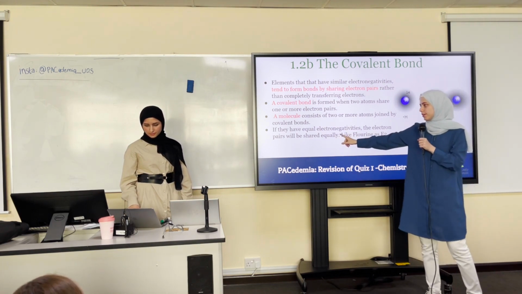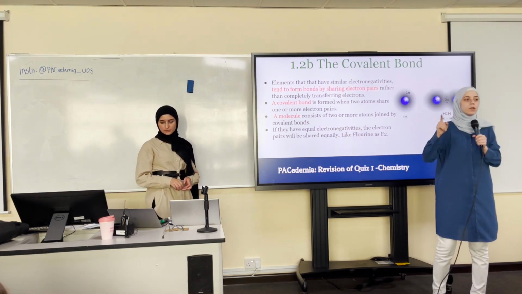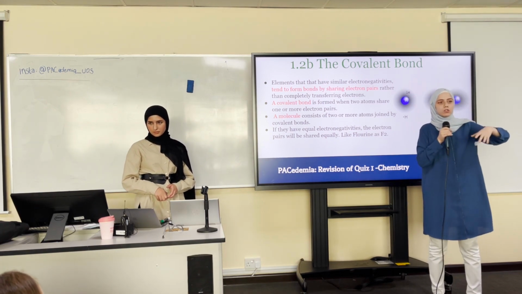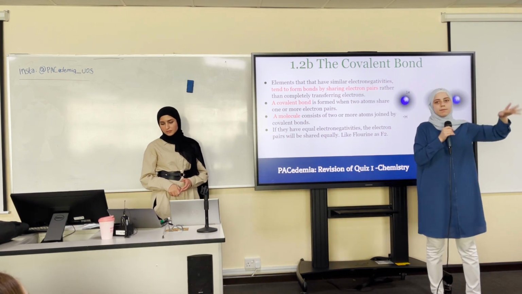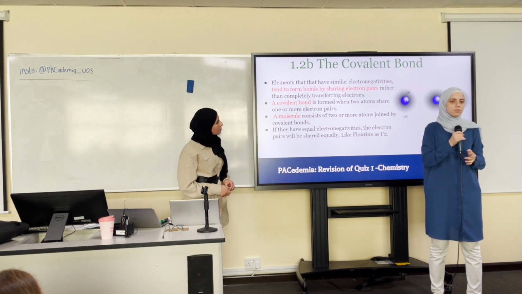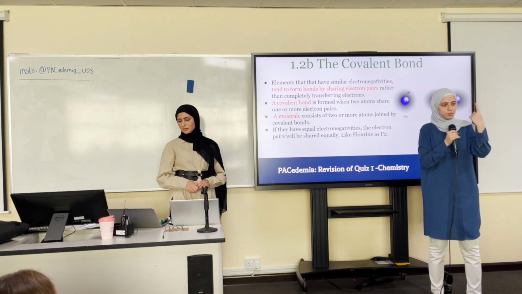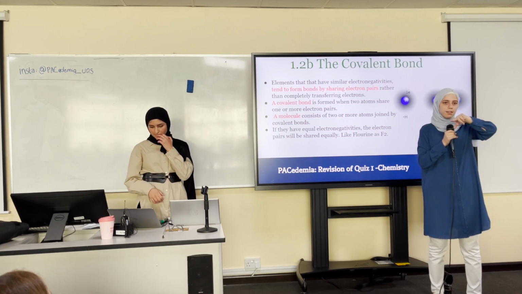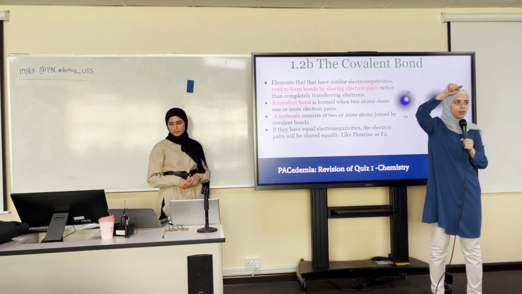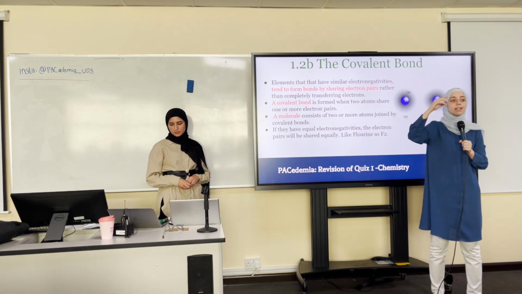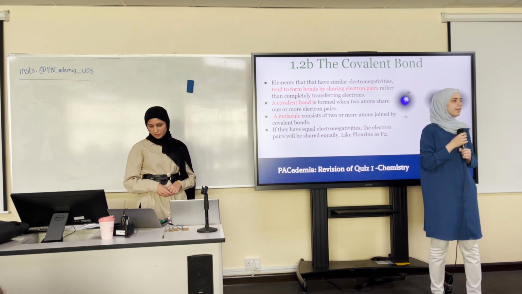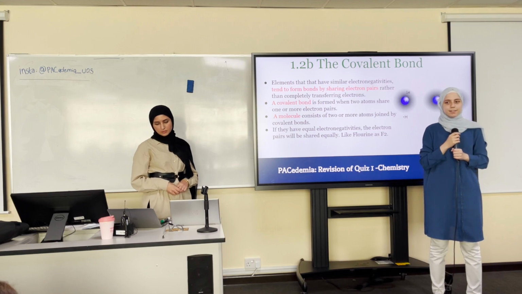I need to mention here something. If they have equal electronegativities, like chlorine with chlorine, you know all the gases like Cl2, F2, I2. Cl has how many valence electrons? 7. Okay, so it needs one bond, and the other Cl, one bond. So one electron will be shared with the electron from the other atom, and it will be shared equally. Why? They have equal electronegativity. There's no difference in electronegativity. To be stable for both of them.